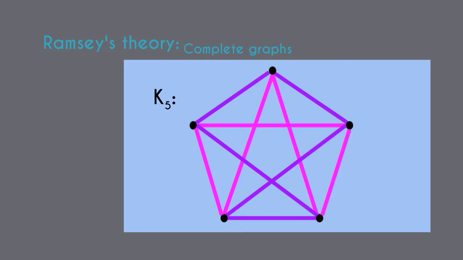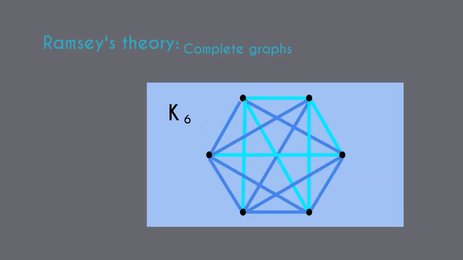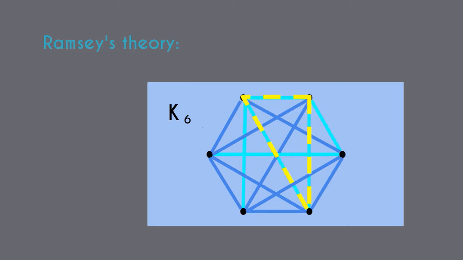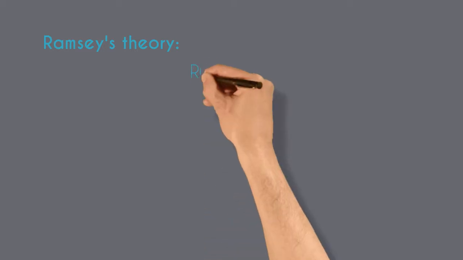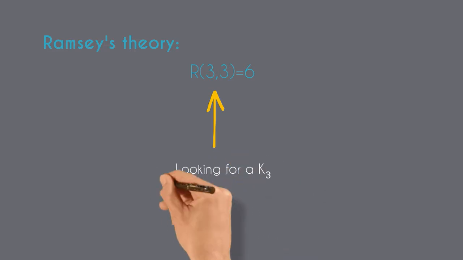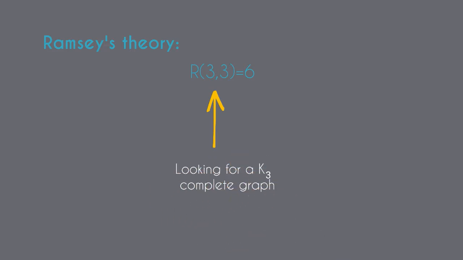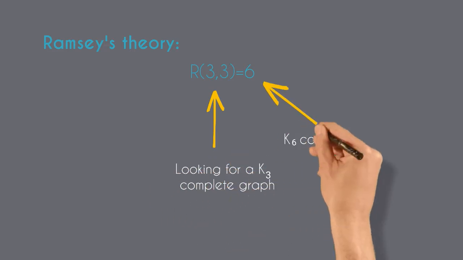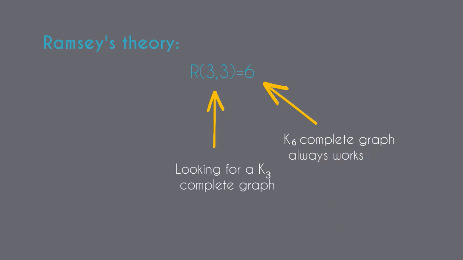What would it take so that it happens every time? Let's try a K6 complete graph. Here, we do have a K3 complete graph all in the same color, and that's going to happen every time with a K6 complete graph. This illustrates R33 equals 6. The 3 just means that we're looking for a K3 complete graph, and the 6 means that it's a K6 complete graph that will always give us a K3 complete graph.